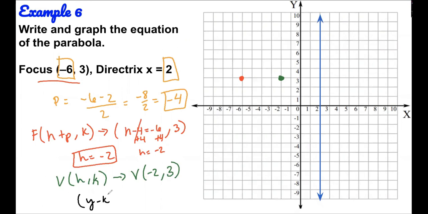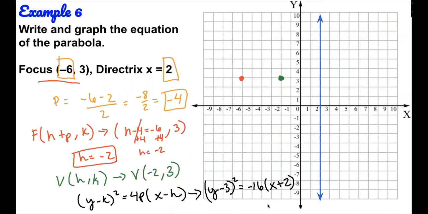Y minus k squared equals 4p times x minus h. So substitute our values. We have y inside parentheses minus 3 squared equals 4 times -4, in this case -16, times x minus h. H is -2. So we have x plus 2. Remember, negative and negative is positive. And that's our beautiful equation.